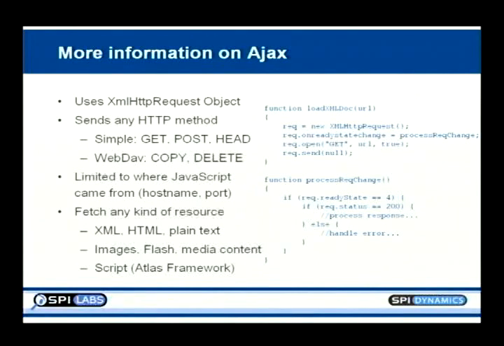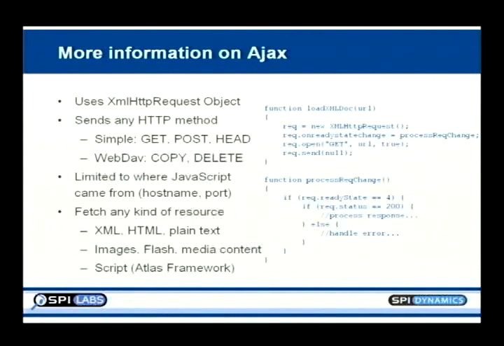AJAX is only allowed to contact the site it came from. So if you're looking at maps.google.com and some JavaScript gets pulled down that makes AJAX requests back to maps.google.com, that's fine. If I said get URL is yahoo.com, JavaScript would actually fail on the client side. It won't let you make those requests to other domains. It won't even let you make a request to www.google.com. It also won't let you make a request to maps.google.com on port 443 or any other port. You actually have to go back to the same host and port.